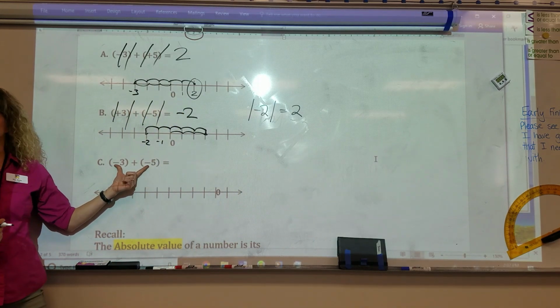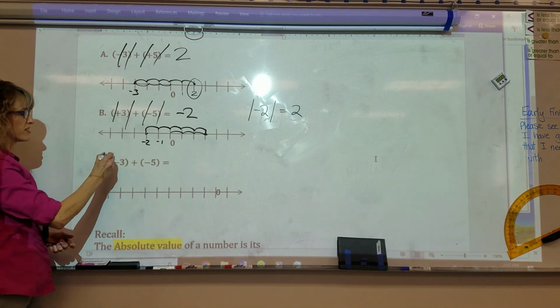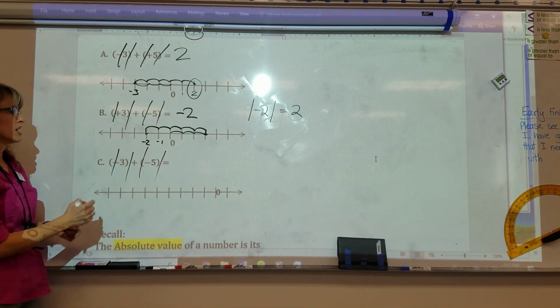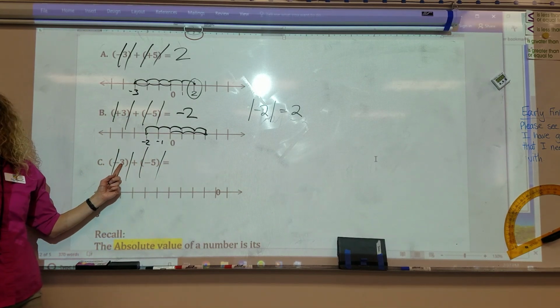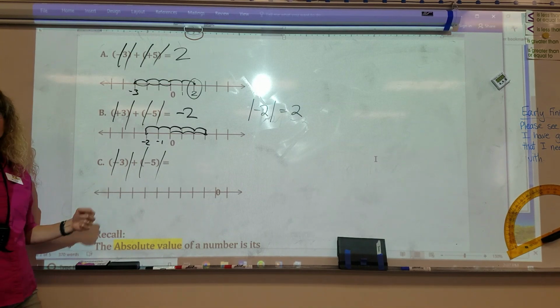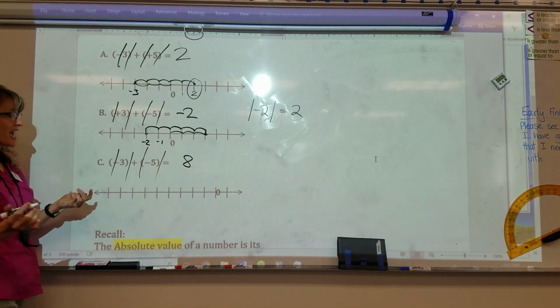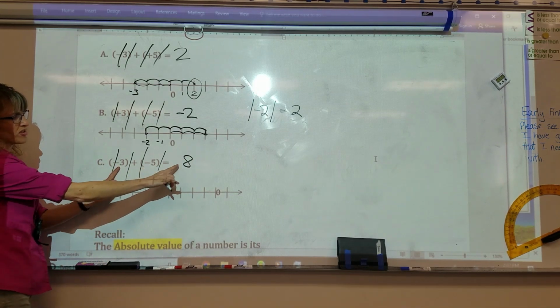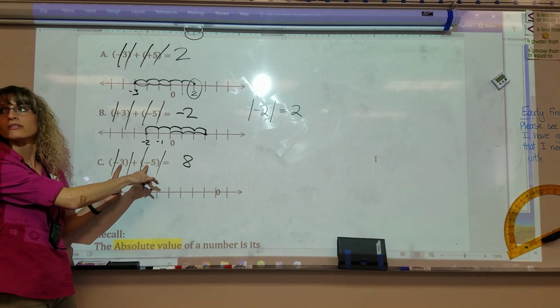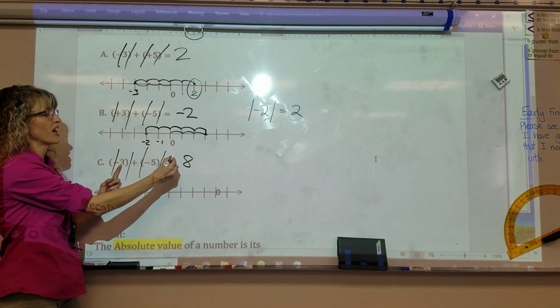This time the signs are the same. The rule is, take the absolute value. That would give me 3 and 5, and the rule is add. When the signs are the same, add. What do we do when the signs are the same? Get ready? Add. So 3 plus 5 is 8. Then what about my sign? The answer will take on the sign of each number. They're both negative, so the answer has to be negative.